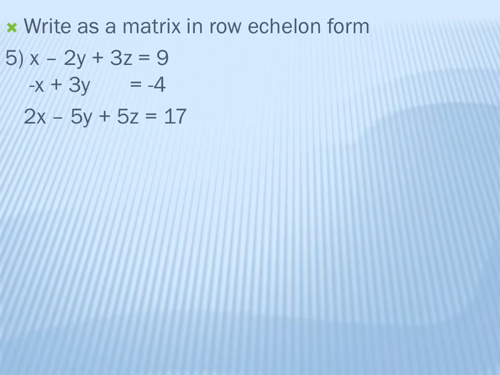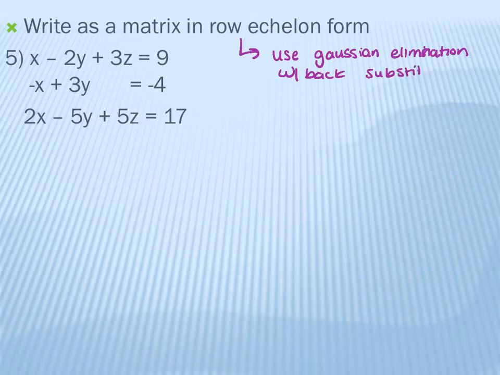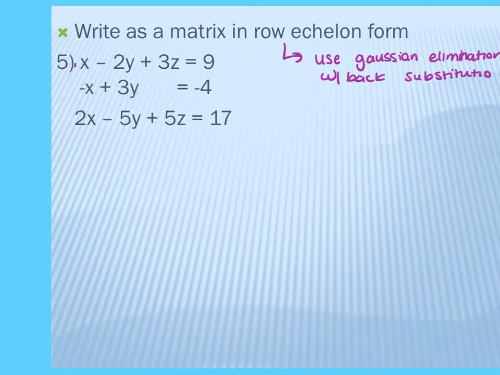Okay, on this one it says to write it in row echelon form, but we're going to go a step further and say use Gaussian elimination with back substitution to actually solve it. So I'm going to look at these. This is row 1, 2, 3. I'm going to rewrite it in my matrix. So 1, negative 2, 3, 9, negative 1, 3, 0, negative 4, 2, negative 5, 5, and 17.